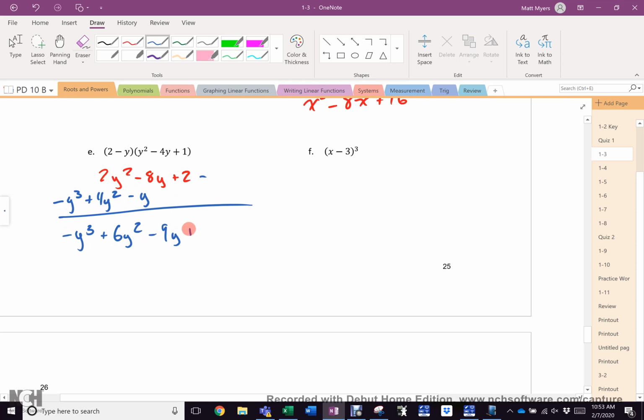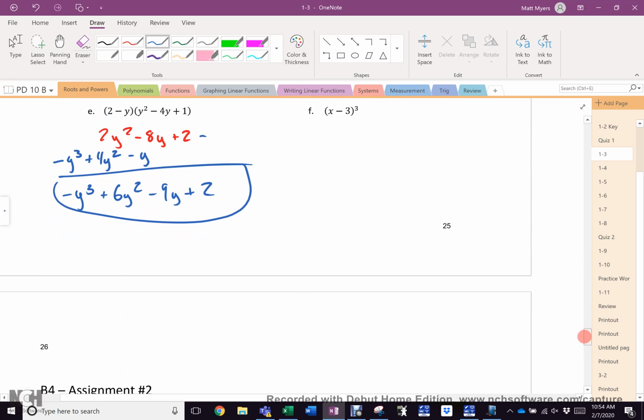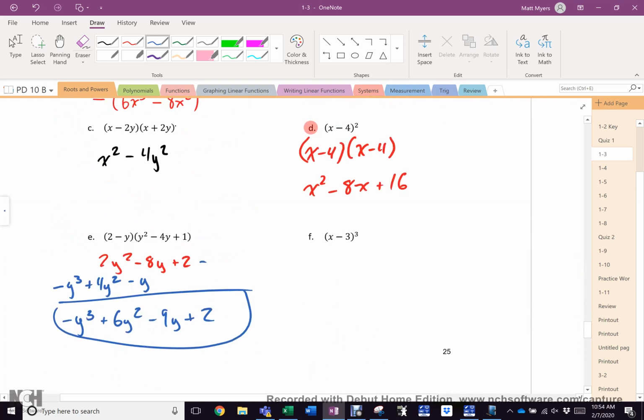2 plus 0, 2. Have a good weekend. You guys worked so hard this week. Take the next 2 days off. How many of you did D wrong? A lot of you, which means a lot of you wrote x cubed minus 27 there. Fix it.